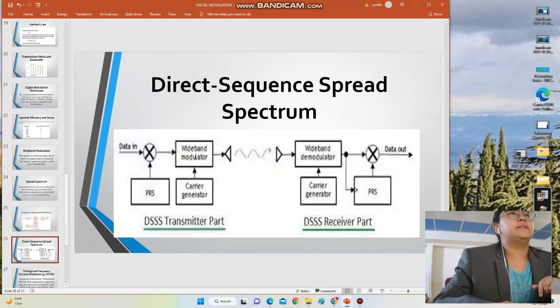So direct sequence spread spectrum. This is the data in, going there, the PRS and the wideband modulator, the carrier generator, and this is the DSSS transmitter part, and this is the DSSS receiving part. You can see this is the data in and this is the data out. It's the same, but that's the difference between the transmitter part and the receiver part.